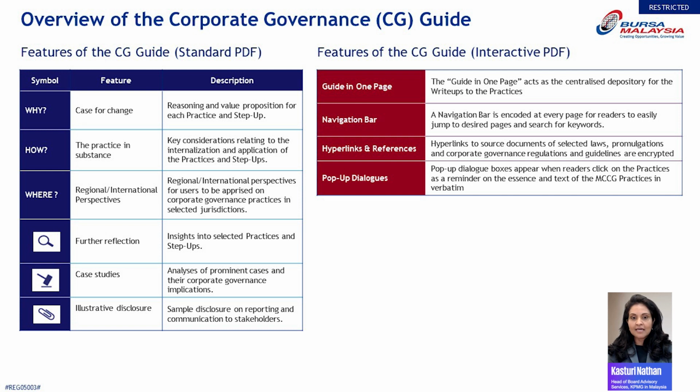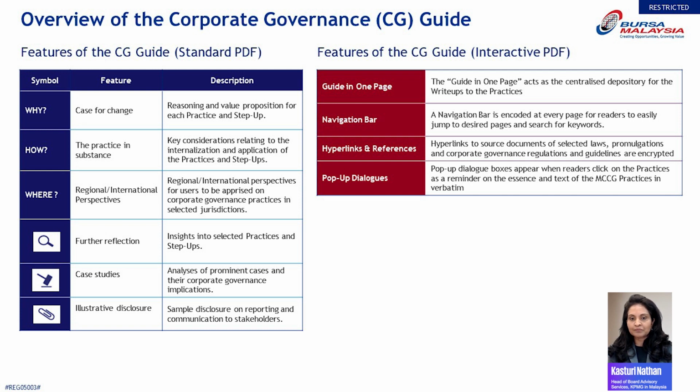In the Corporate Governance Guide, each write-up on a practice has three main sections. The why, which discusses the reasoning and value proposition of each practice and step-up. The how, which delves into the key considerations relating to the internalization and application of the practices and step-ups. And the where, to provide regional and international perspectives for users to be apprised on corresponding or related corporate governance practices in selected jurisdictions. Additionally, the write-ups on certain practices may include, where relevant, text boxes for further reflection on case studies and illustrative disclosures.